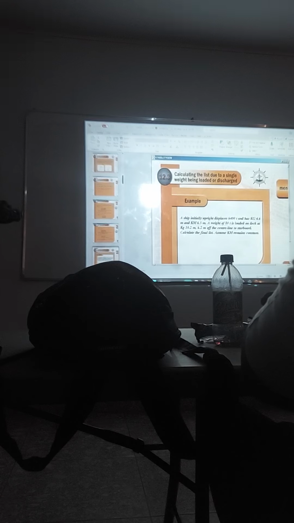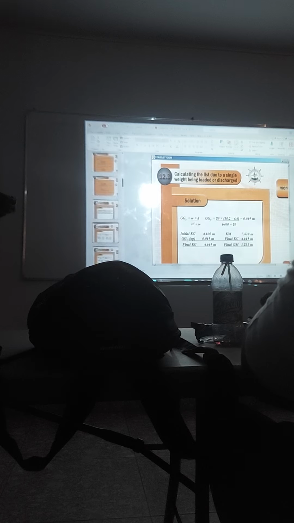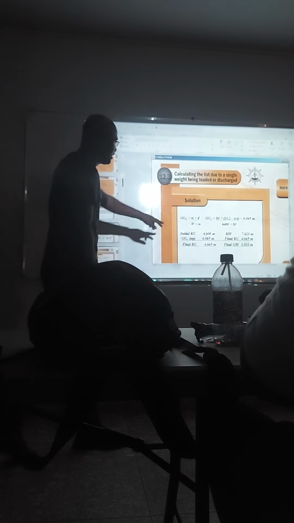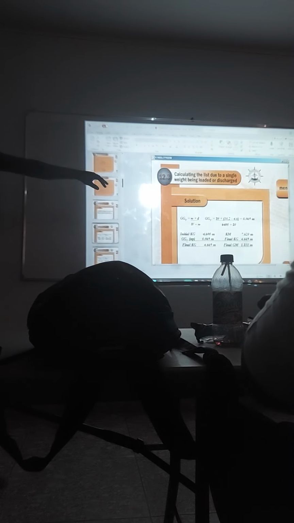Good. A ship initially upright displaces 6,400 tons and has a KG of 4.6 and a KM of 6.5. A weight of 80 tons is loaded on the deck at the centerline to starboard. Calculate the final list. Go to the solution. In this case, we calculate the same thing that we did in the initial problem, we do the same thing here with this problem.